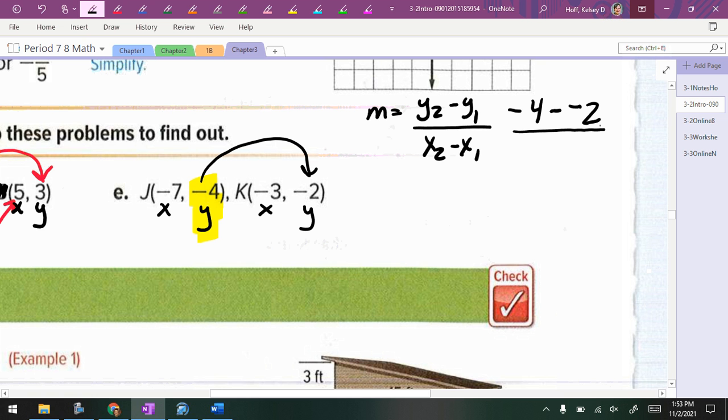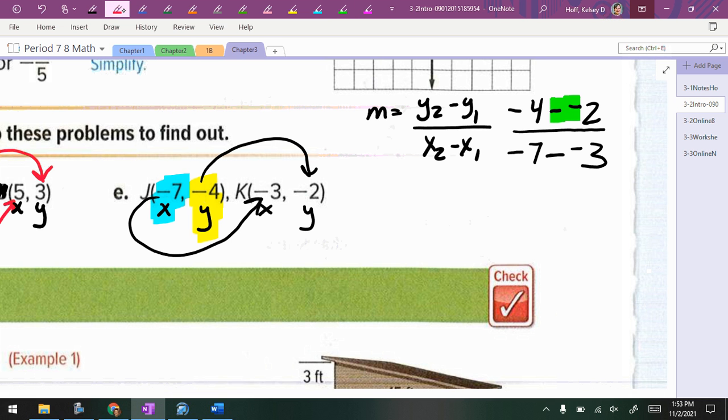If I started with negative 4 as my Y, what's the X value I start with? Negative 7. Negative 7 minus, what's my other X value? Negative 3. Now these negatives get a little bit more confusing. So right here, when I'm subtracting a negative, what does that really mean? I'm adding a positive. Because they're next to one another, we're going to add them. Should I change the negative for the 4? No.